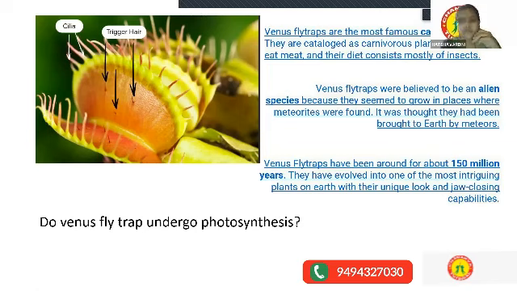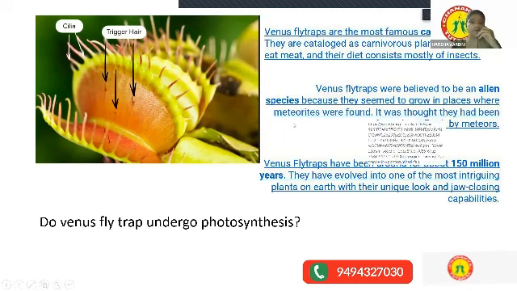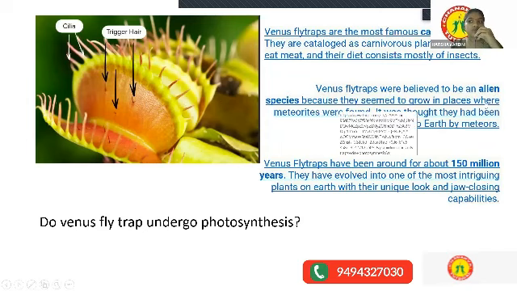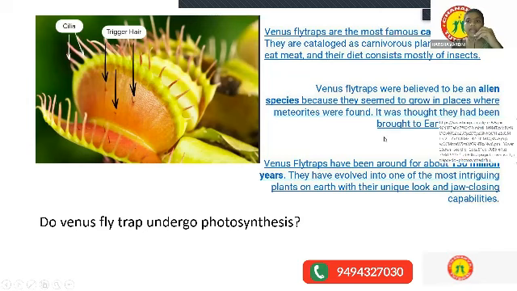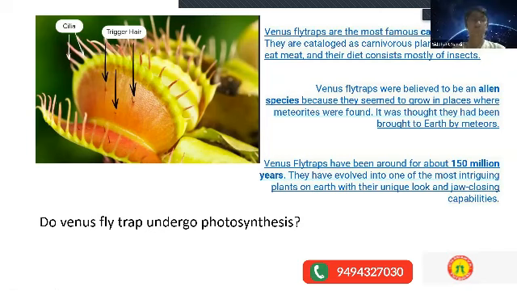Venus flytraps were believed to be an alien species because they seemed to grow in places where meteoroids were found. This is all facts that I gathered about the Venus flytrap. It was thought they had been brought to Earth by meteors. What do meteoroids mean? Meteorites, ma'am. Meteorites are rocks which fly from space and hit the Earth.